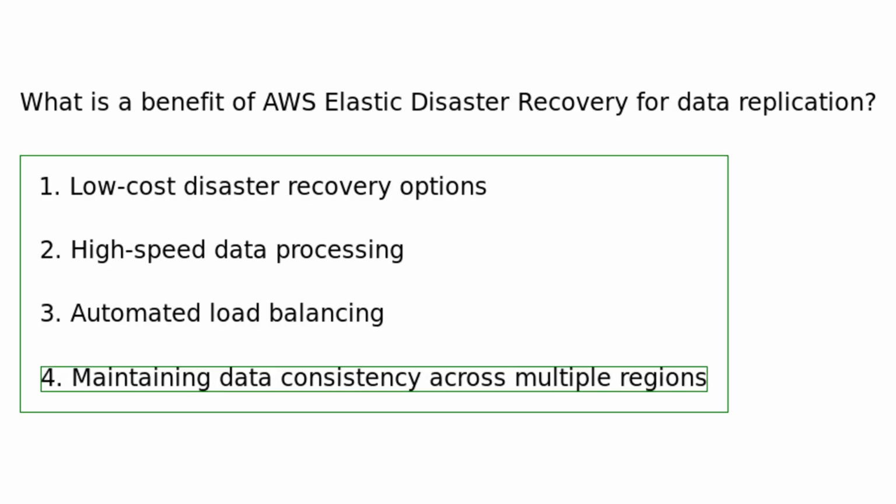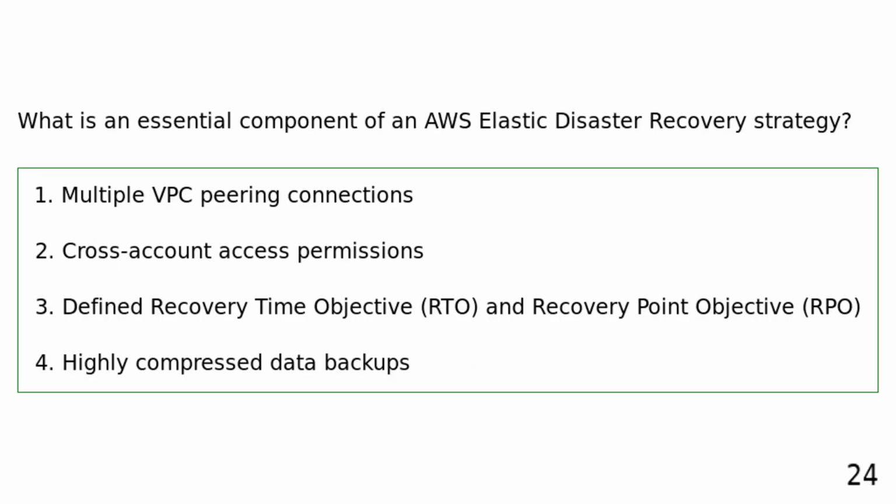AWS Elastic Disaster Recovery supports maintaining data consistency across multiple regions through efficient data replication strategies, ensuring data availability and integrity. What is an essential component of an AWS Elastic Disaster Recovery strategy? Multiple VPC peering connections. Cross-account access permissions. Defined recovery time objective and recovery point objective. Highly compressed data backups.